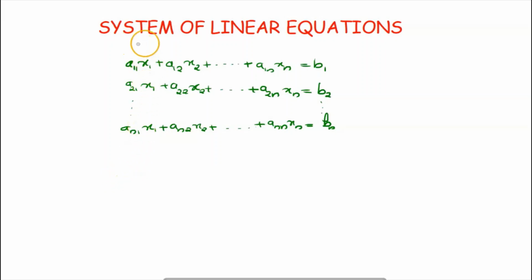Today we are discussing system of linear equations. Here we have a system of linear equations. We have a11x1 plus a12x2 plus etc. plus a1nxn equal to b1, etc., an1x1 plus etc. plus annxn is equal to bn. That means we have n unknowns x1, x2, etc., xn, and the coefficients a11, a12, etc., ann, and b1, b2, etc., bn also there.